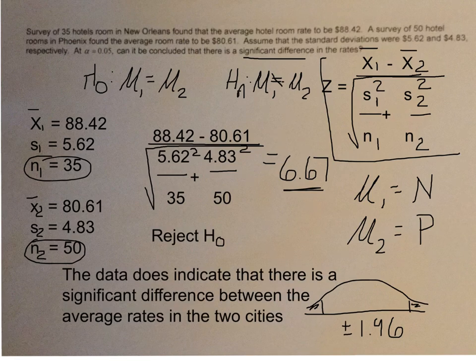Hopefully this is the information that you decided. Since we're in the critical region, we're going to reject the null hypothesis. Since we reject the null, we're basically saying this is not going to be true, at least our data suggests that. So the data does indicate that there is a significant difference between the, and again, don't forget the word average, rates in the two cities.